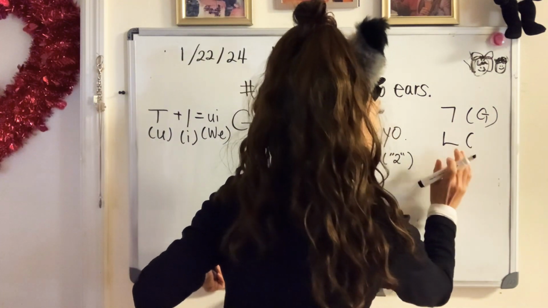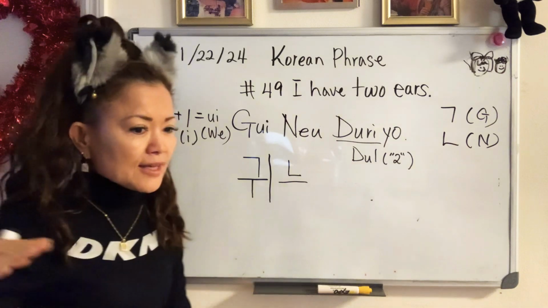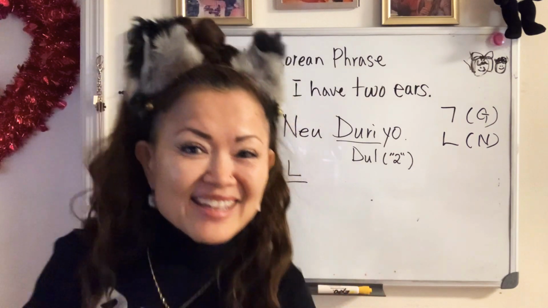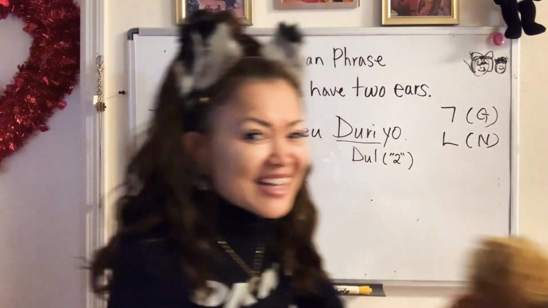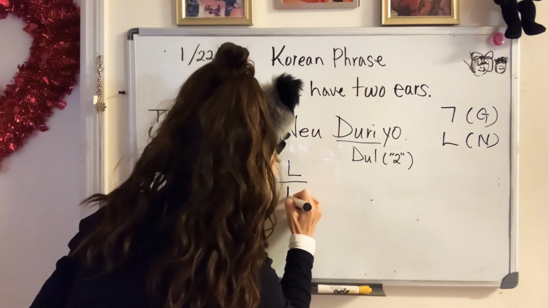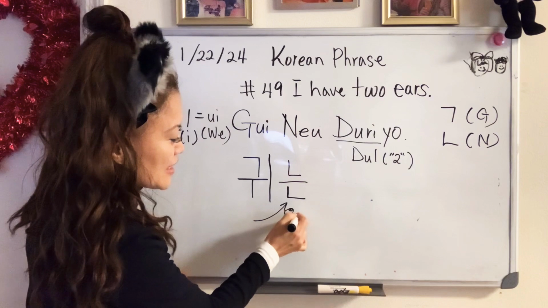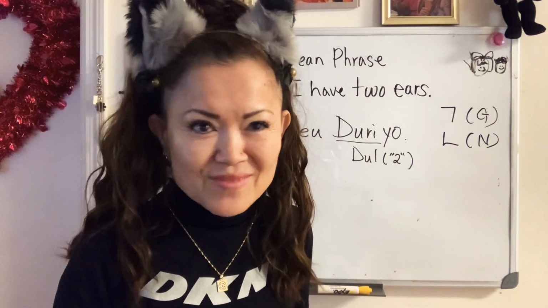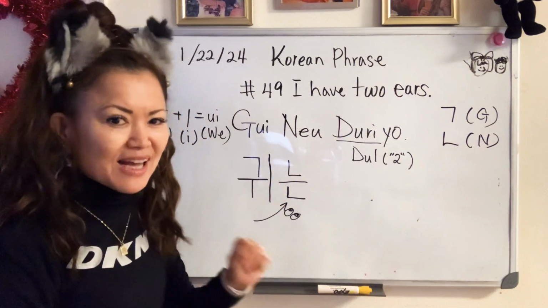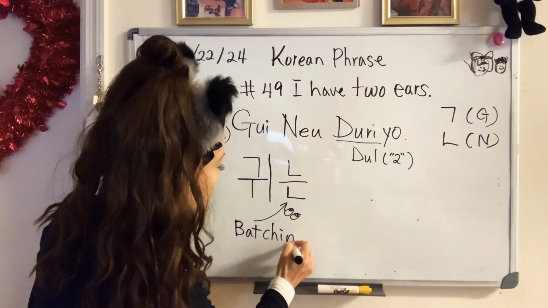Then 는. The second consonant in Korean, ㄴ, English L is a Korean N. And then the horizontal line, U. N with N, and 받침. This is called 받침. Can you say that, Kailam? 받침. Awesome. 받침 is in the third position.